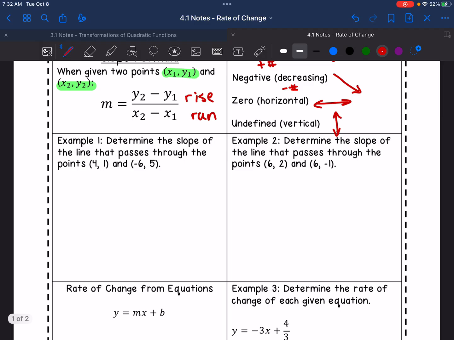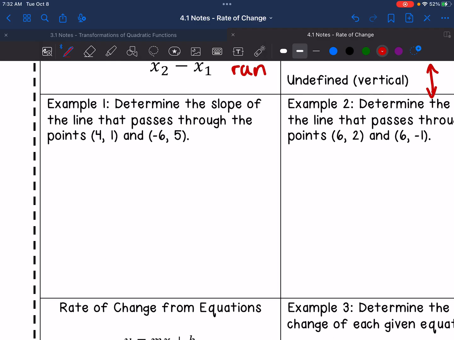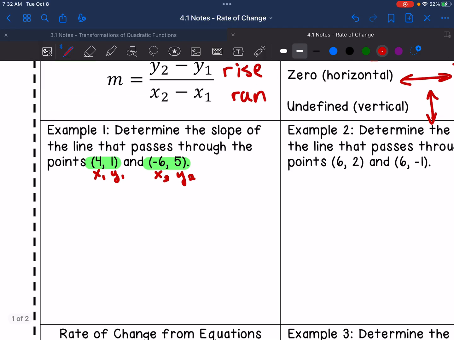All right, so for example, when it says determine the slope of the line that passes through the points 4, 1, and negative 6, 5. The first thing I'm going to do is label my points, x1, y1, x2, y2. So that just means my first x, my first y, my second x, and my second y. And then my slope formula is y2 minus y1 over x2 minus x1.